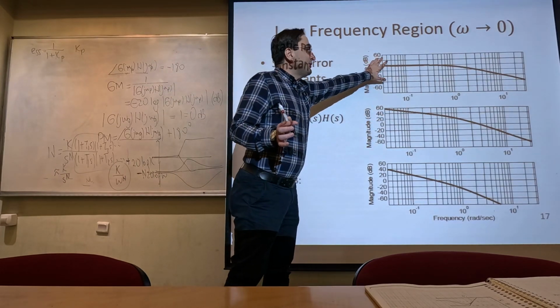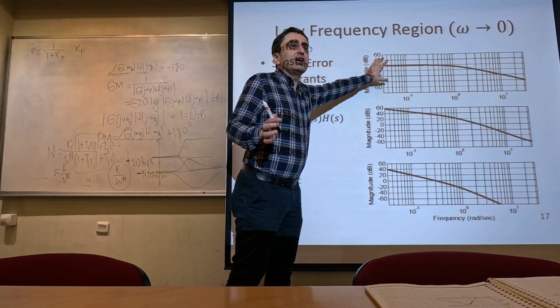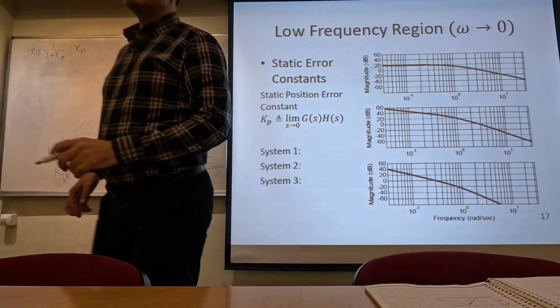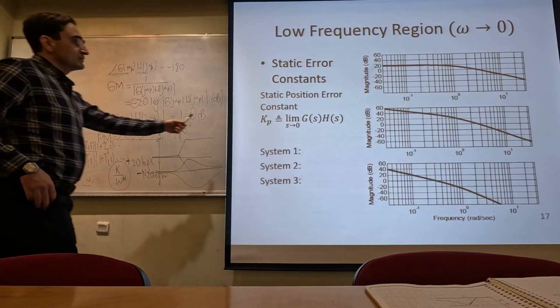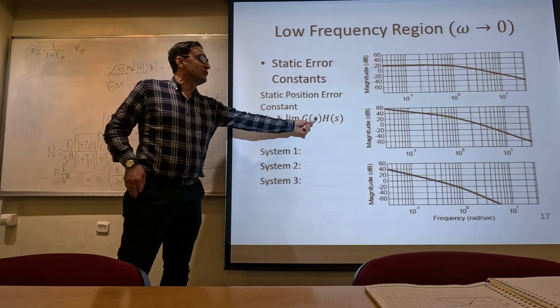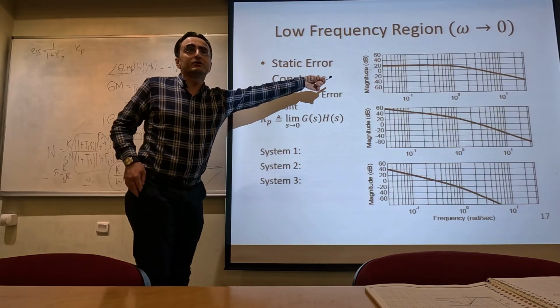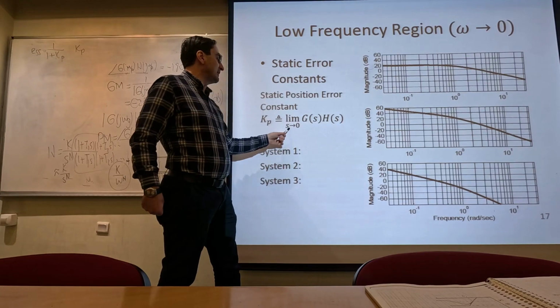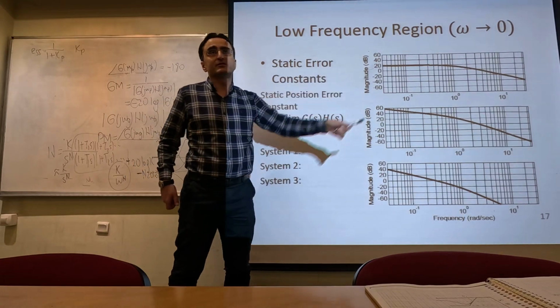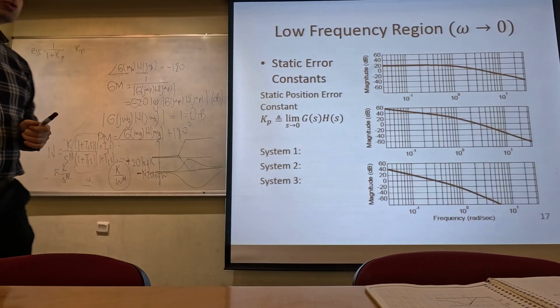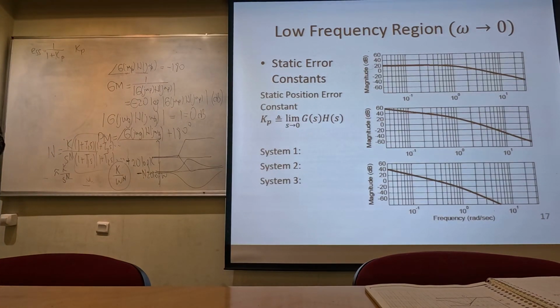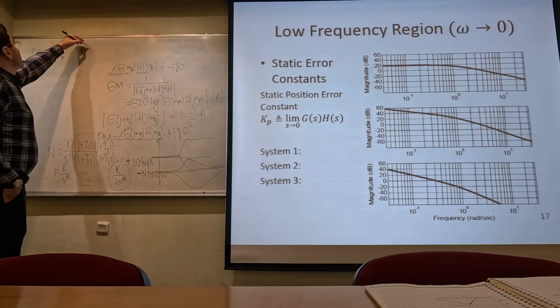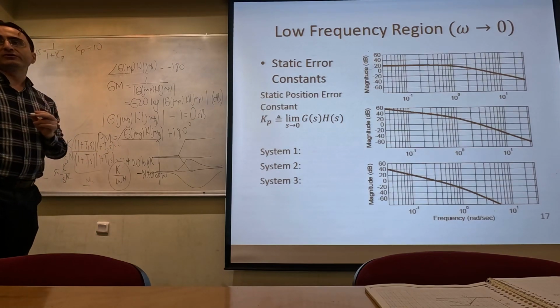So this is a type 0 system. What is Kp for this system? It is going to be this limit as s goes to 0 of GH. This is the magnitude plot of GH. What is the magnitude of GH as s goes to 0 for that system? It is 20 dB. 20 dB in linear scale is 10. So here Kp is 10 for system 1.